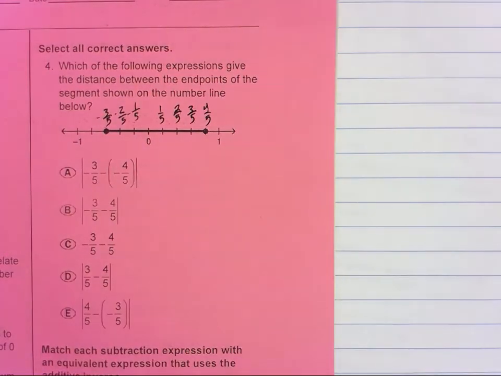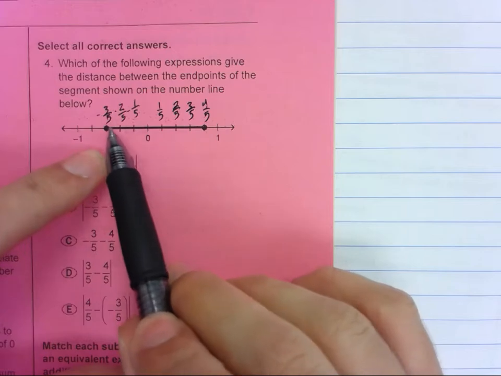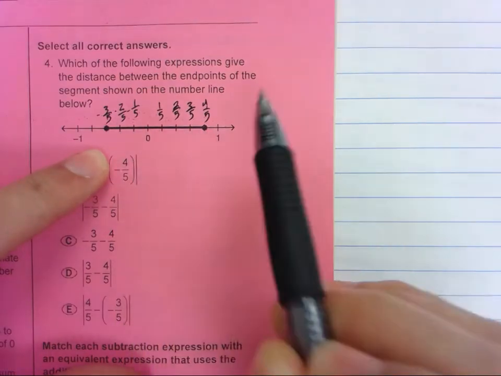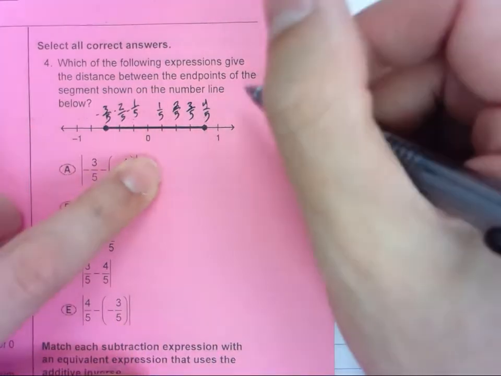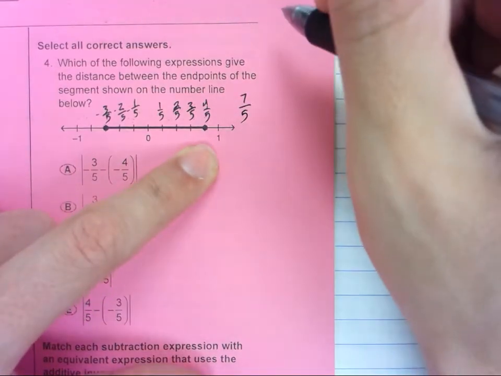So we want to know the distance. Which expressions here give this distance? So we could add these up. 1, 2, 3, 4, 5, 6, 7, which would give us 7/5. Or we could have actually done it.